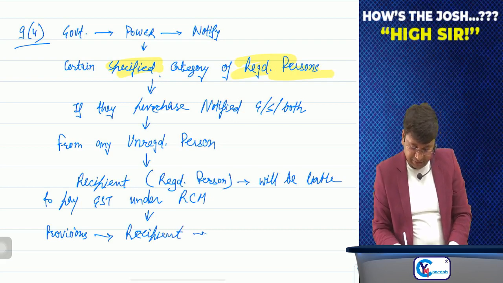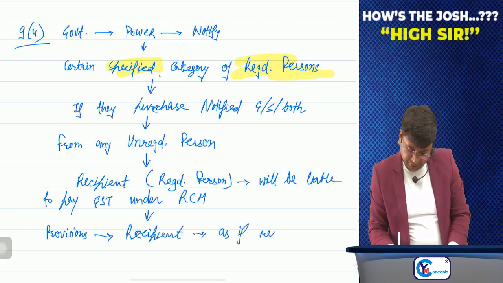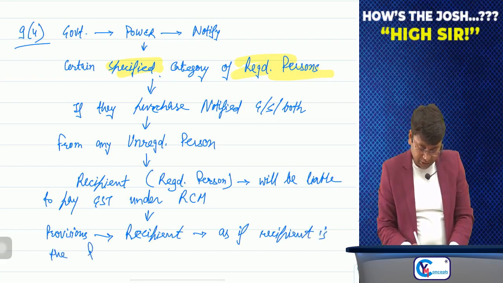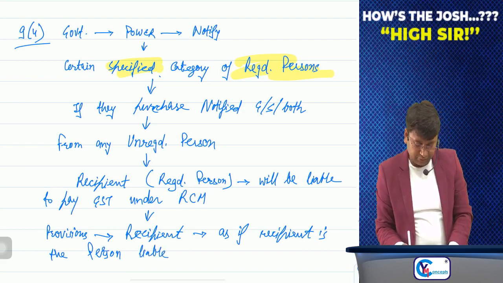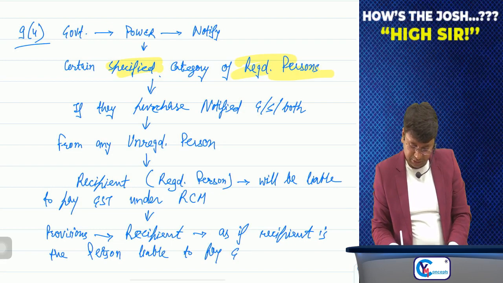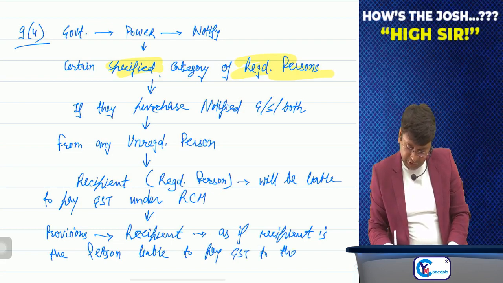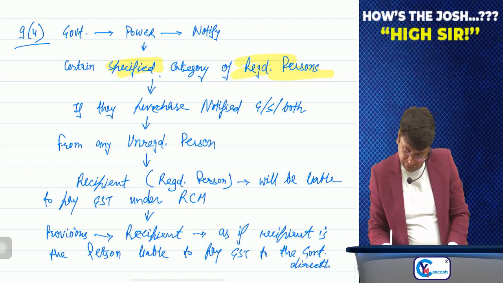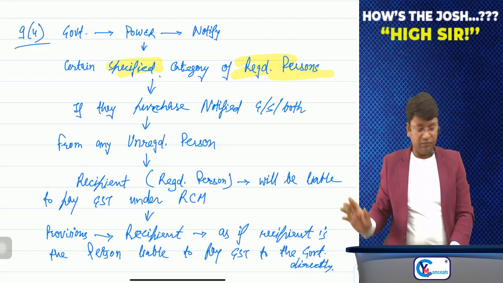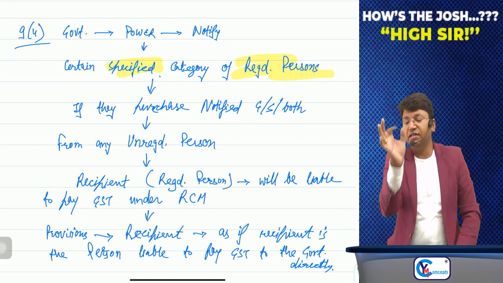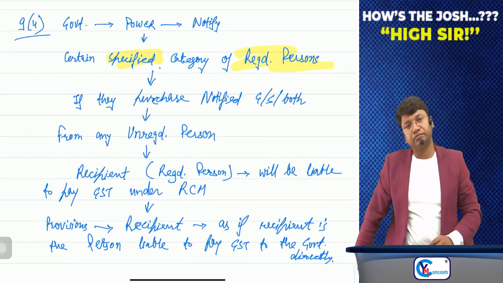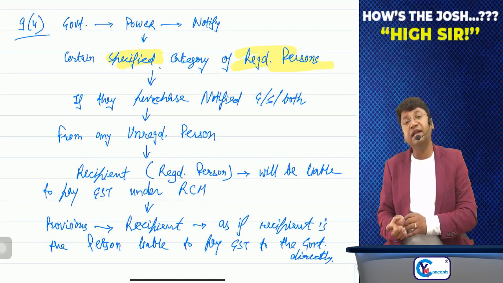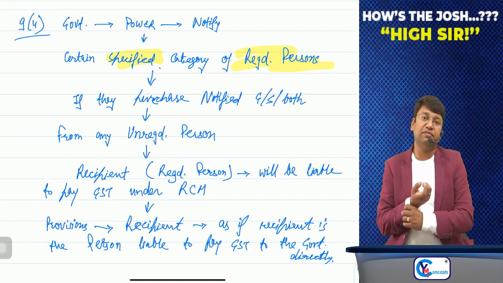same language on the recipient as if recipient is the person liable to pay GST to the government directly, full stop. Section number 9, subsection 4. Section number 9, subsection 4 says that government has the power.